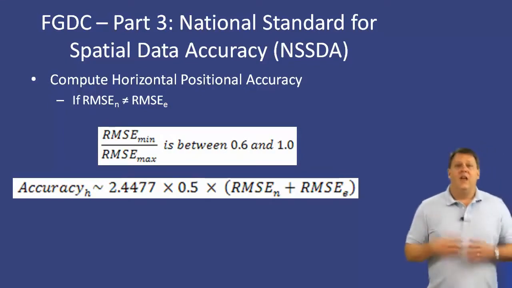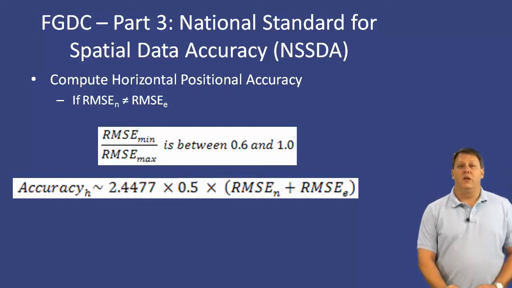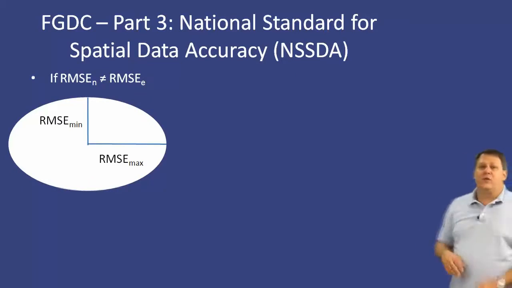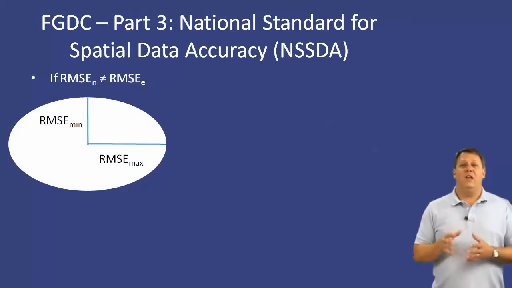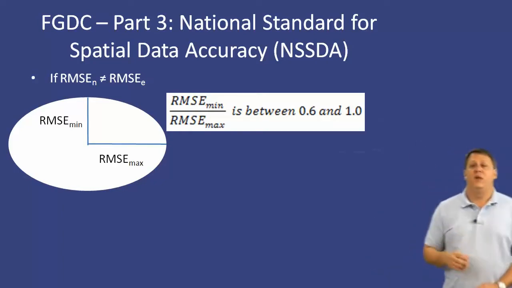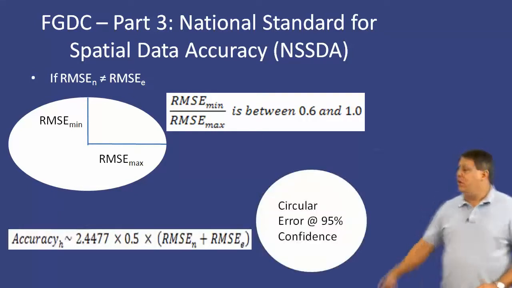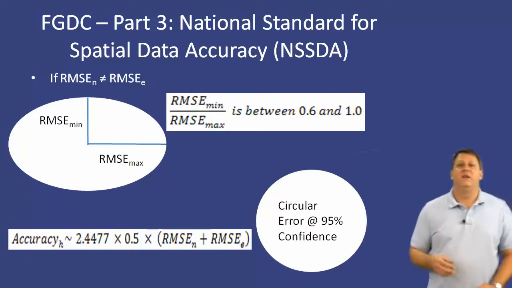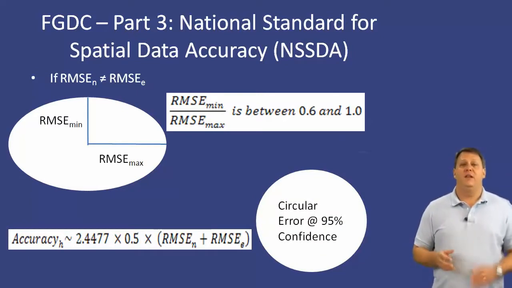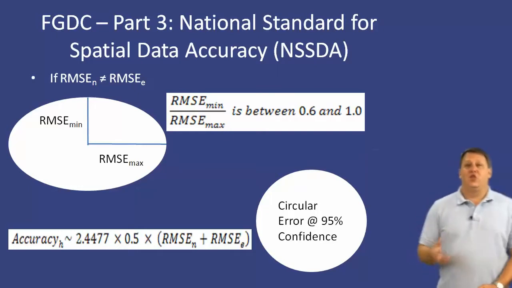To further explain what's going on in the second case, where our root mean square error in the northing is not equal to our root mean square error in the easting, if we were to plot this out, what we're getting is an error ellipse. And if our ratio test falls between 0.6 and 1, then this formula of 2.4477 times 0.5 times the addition of our root mean square error in the northing plus our root mean square error in the easting takes this elliptical error and makes it circular error.